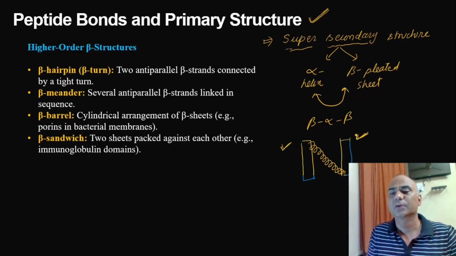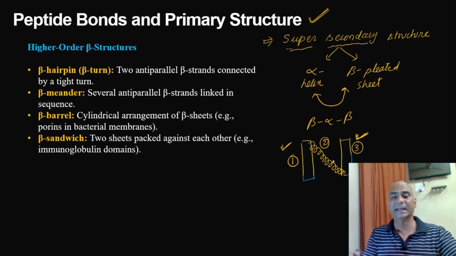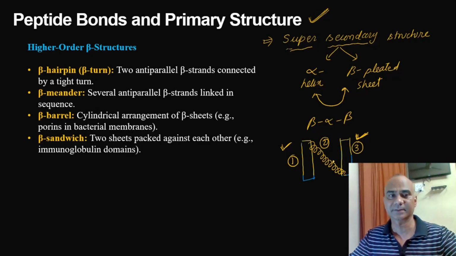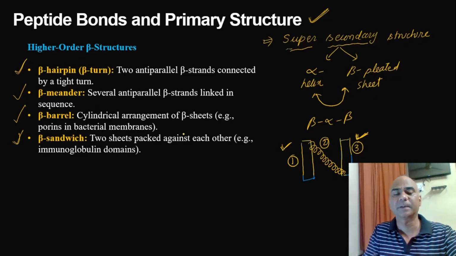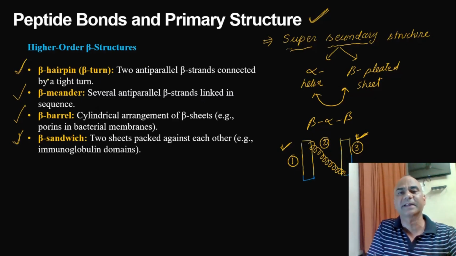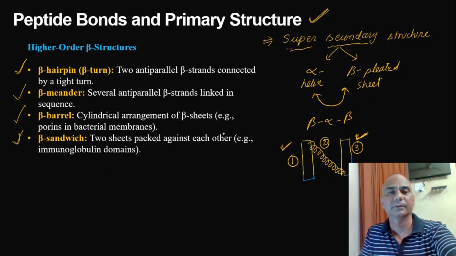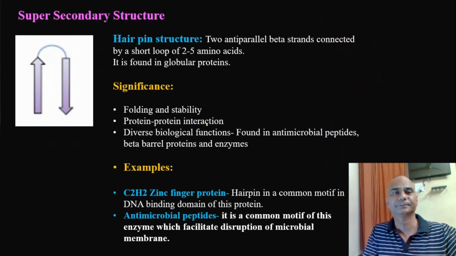So here we have three different secondary structures: the first is beta, the second is alpha, and the third is also beta. They assemble to each other and make a large complex. This is called the super secondary structure. There are many types of super secondary structure as written here: the beta hairpin, beta meander, beta barrel, and the beta sandwich. I will explain all these super secondary structures in the next slide, with examples and diagrams, so you can clearly understand.